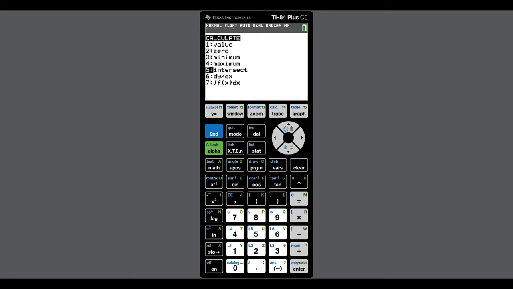Second trace intersect. This time, before you start pressing enter 3 times, you need to move your cursor so it's closer to the intersection point that you want. So I'm going to use my left arrow, just move closer to the other intersection point. It doesn't have to be perfectly on top of it, it just has to be close to it. And now if we press enter 3 times, 1, 2, 3, we get another answer of 1.99.